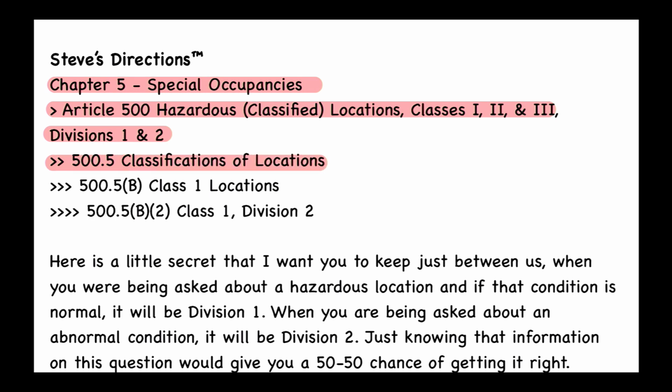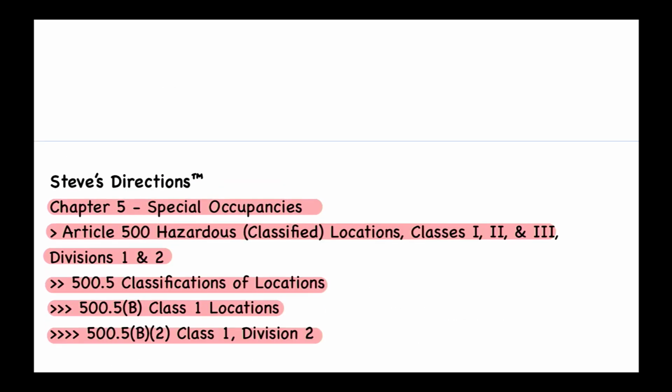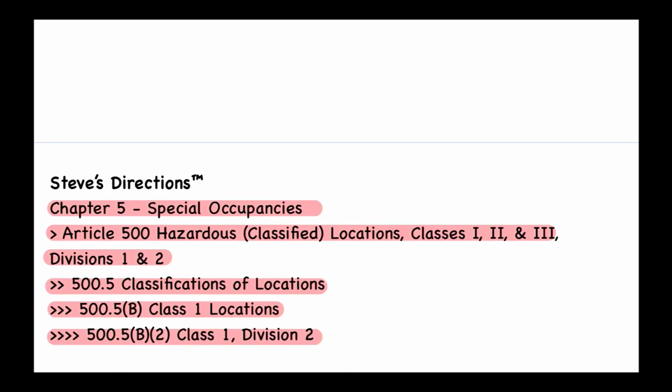Then we find 500.5(B), Class 1 locations. And then we find 500.5(B)(2), and that's Class 1 Division 2. And let's take a look in our code book together. Let's look at 500.5(B)(2) together, again, in our code book.